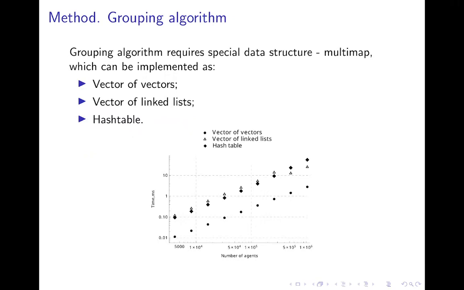The grouping approach is not straightforward to implement. It requires a special data structure which maps places to a set of agents. This data structure, called multimap, can be implemented in several ways: as a vector of vectors, as a vector of linked lists, and as a hash table. Each approach was tested, and even though we thought that a vector of linked lists would be the most performant one, as lists are designed to be fast during iteration, the best one turns out to be a vector of vectors. It seems that CPU caching makes a major contribution to its performance.